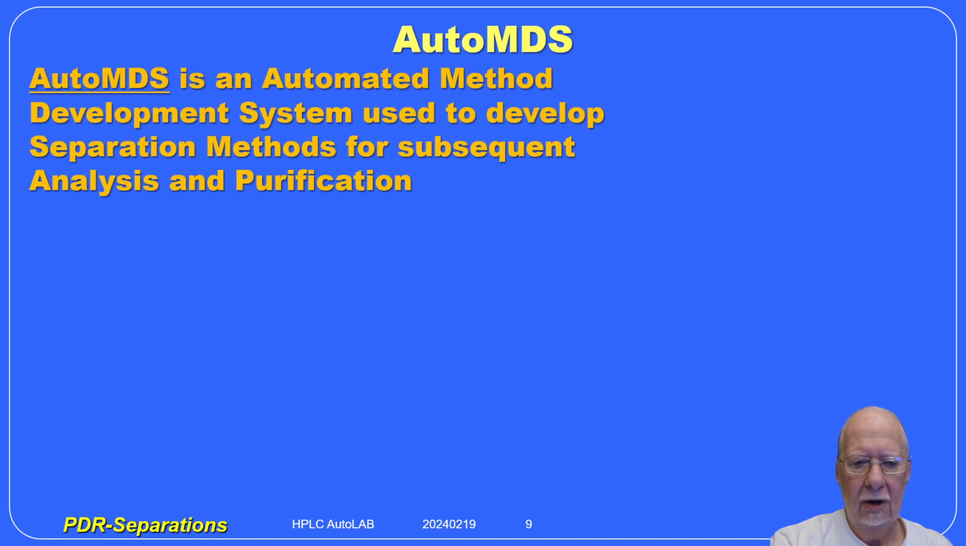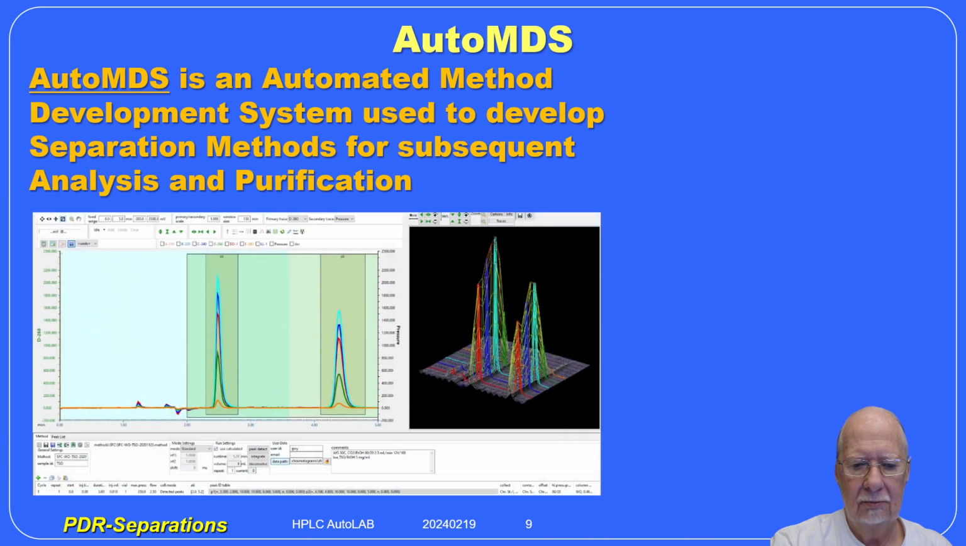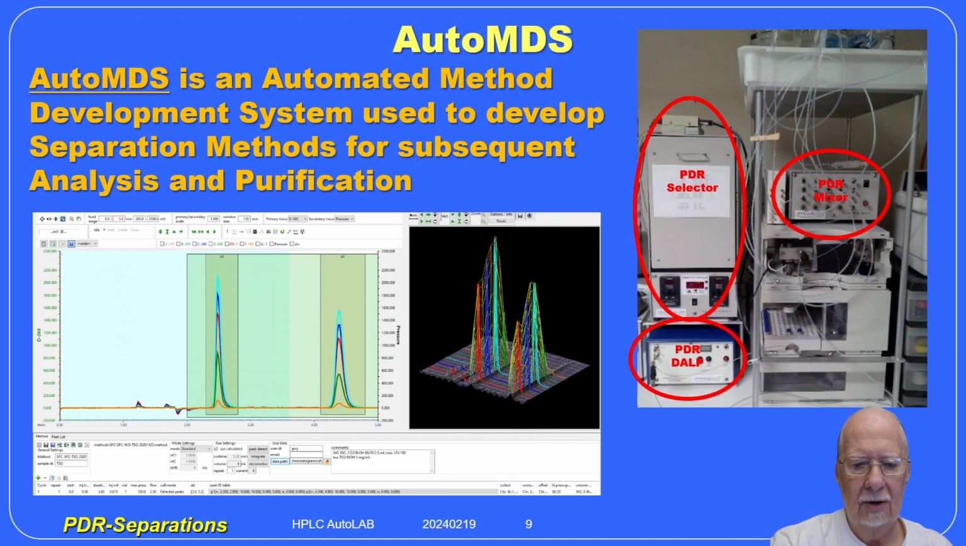AutoMDS. AutoMDS is an automated method development system used to develop separation methods for subsequent analysis and purification. Here's our software showing 2D and 3D plots at multiple wavelengths. Here is a hardware system using Agilent Analytical HPLC fitted with PDR mixer, selector, and digital advanced laser polarimeter.